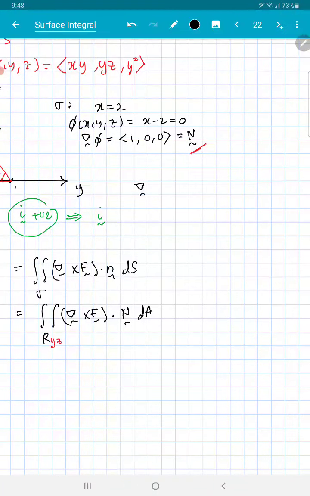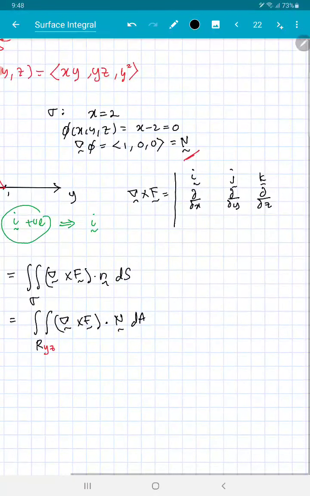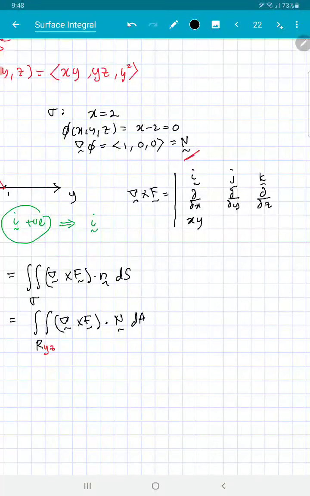So del cross F is the determinant of a 3 times 3 matrix. First row we have the standard unit vectors i, j, k. Second row would be the components of del: partial x, partial y, partial z. And in the third row would be the components of F. Components of F are x, y, yz, and y squared.